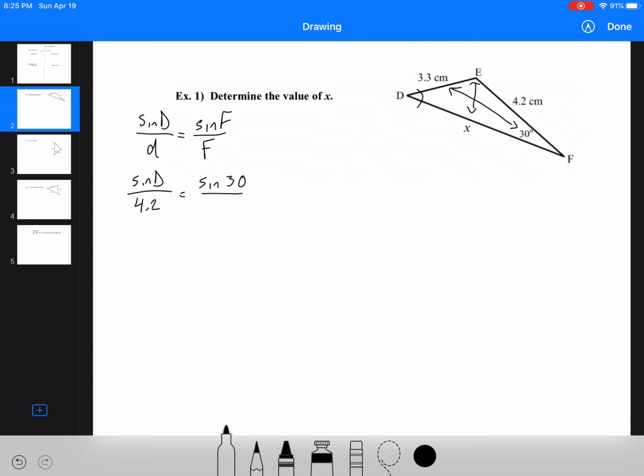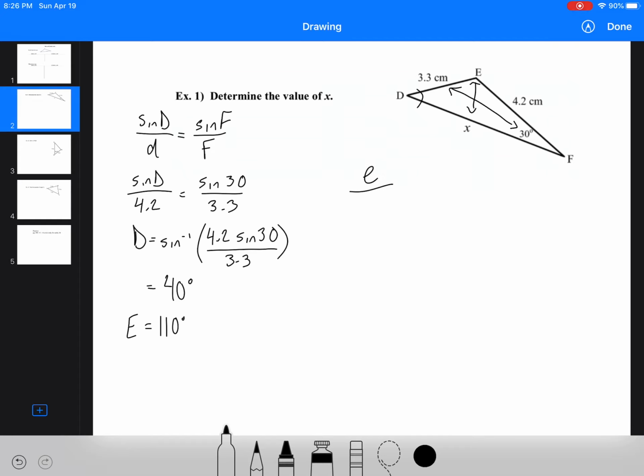So we've got sine D over 4.2 equals sine 30 over 3.3, so D equals the sine inverse of 4.2 sine 30 over 3.3. Sine 30 is 0.5, times 4.2 is 2.1, divided by 3.3. And then the sine inverse of that is going to give me 39.5, so let's call it 40 degrees. And then that means that E is 180 minus 40 minus 30, or 180 minus 70. So we get 110 degrees.